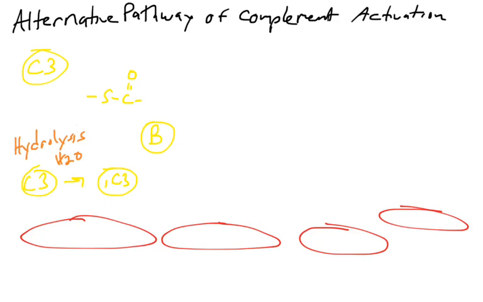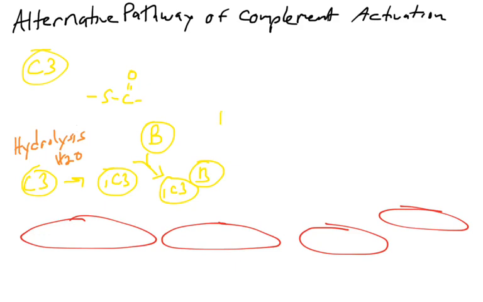So the next complement protein is called factor B. Factor B is present in your fluids all the time. Factor B can bind iC3. It can't bind C3, but it can bind iC3. So if a pathogen's around, C3 gets converted to iC3. Factor B binds iC3 and forms this complex, iC3 bound to B. So we just formed a complex between two complement proteins.